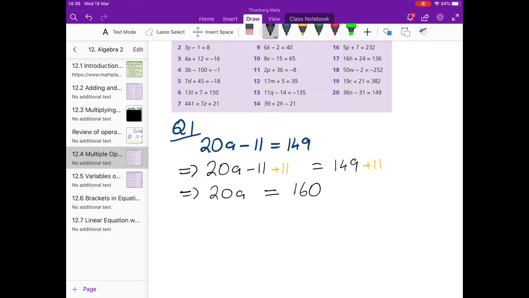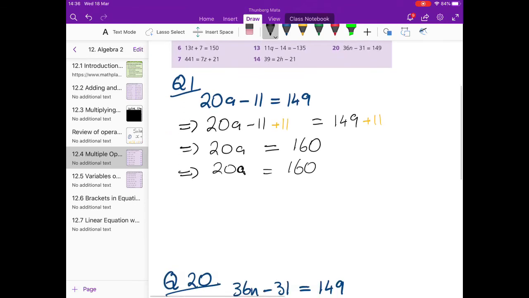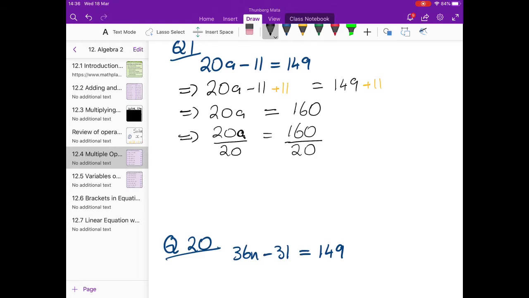Now, the line we have here is just like questions we were doing yesterday. So now we know that we have 20 a's, and 20 a's are equal to 160. If I want to find out what 1a is, I'll have to divide by the number in front of a, the coefficient of a. So I'm dividing 20a by 20. But in order for me to be able to do that, I'll have to divide the other side of the equation by 20 as well. So 20a gets divided by 20, and that leaves me with a. And 160 gets divided by 20, and that leaves me with 8. So my answer for this question is a is equal to 8.